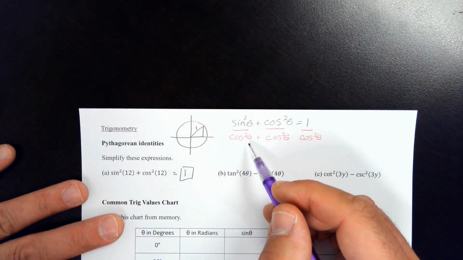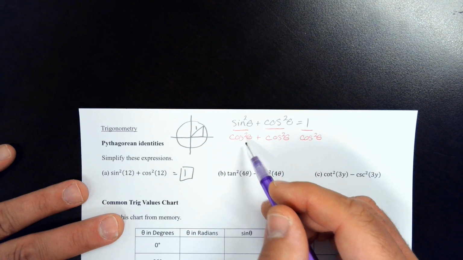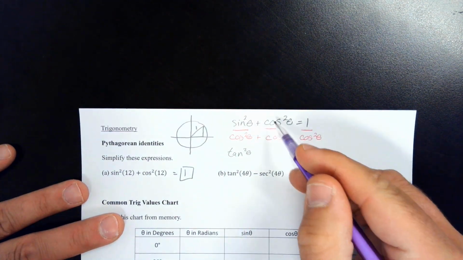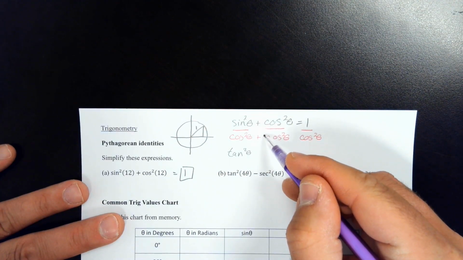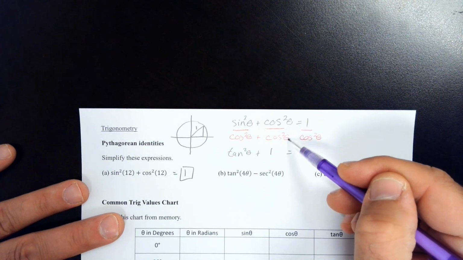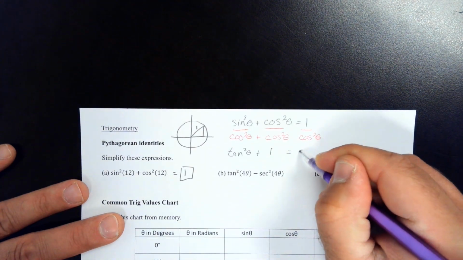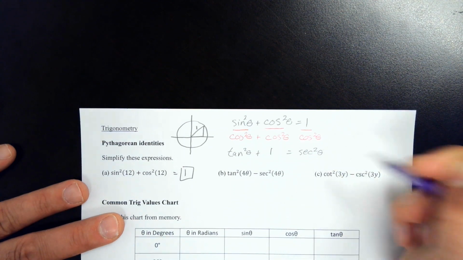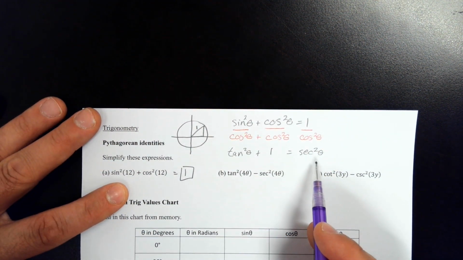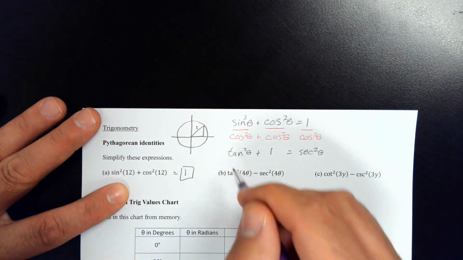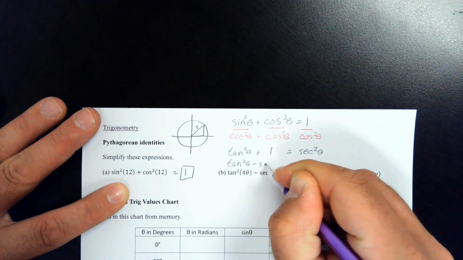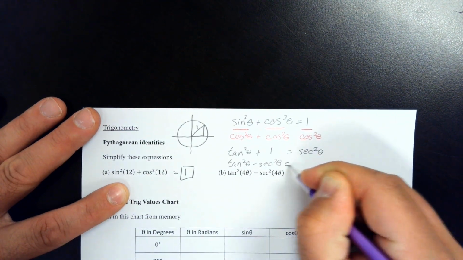So if you divide by cosine squared theta, sine squared theta over cosine squared theta is the same as tangent squared theta. Cosine squared theta over cosine squared theta is the same as 1. And 1 over cosine squared theta is the same as secant squared theta. So this is a second Pythagorean identity. I could rewrite that to say tangent squared theta minus secant squared theta equals 1.